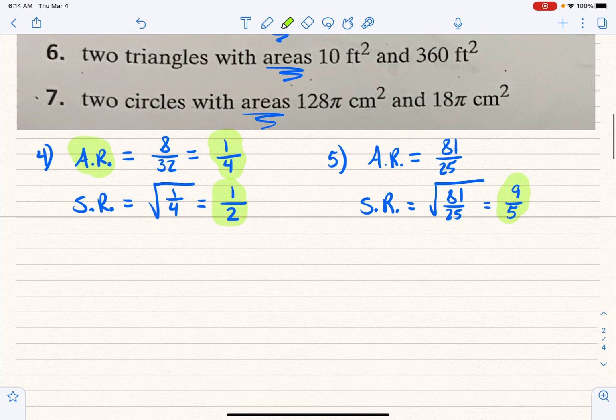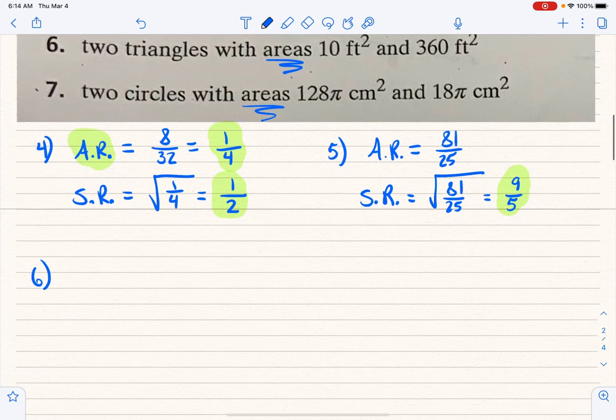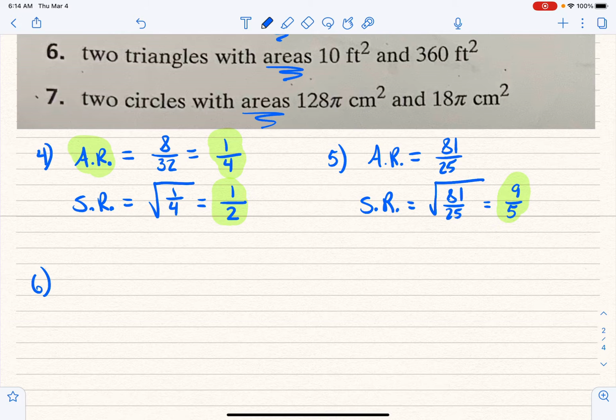Okay, let's try number 6. Number 6, the information given is 10 and 360. So the area ratio is 10 over 360. Now that reduces. It's real easy to see that it reduces. You've got a set of zeros that just cancel out. That doesn't work with any other number, but it works with zeros in a fraction. If something ends in a 0 on both the top and the bottom, you can cancel those out. But if they both end in a 2, you can't cancel those out. Okay? And so that gives me 1 over 36.